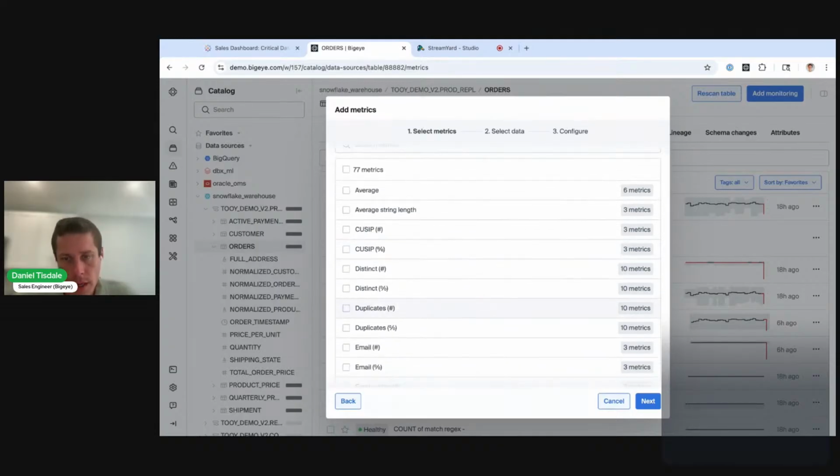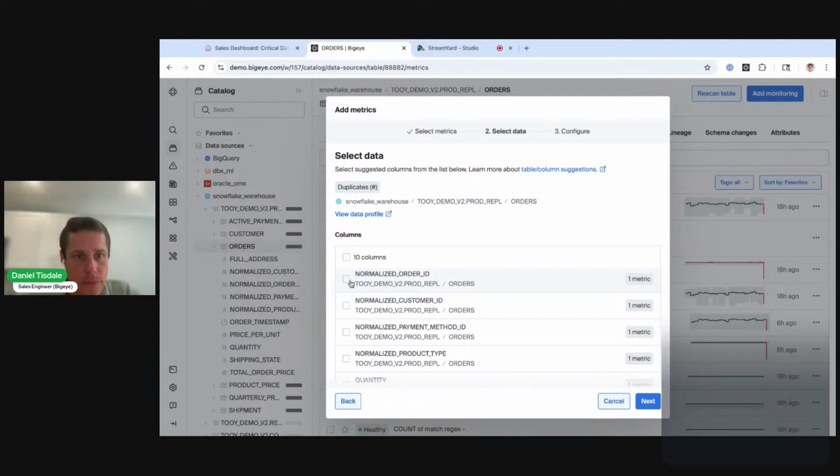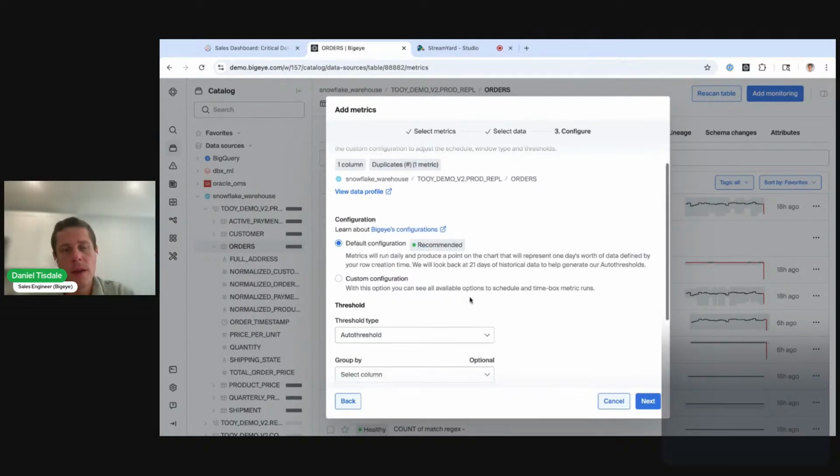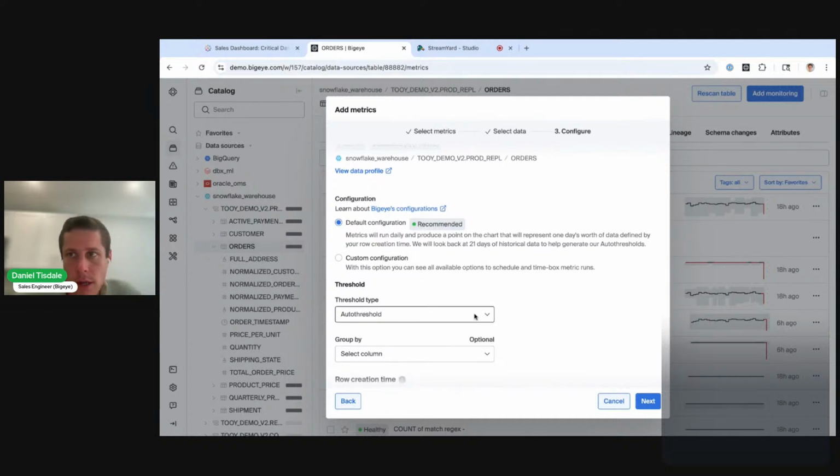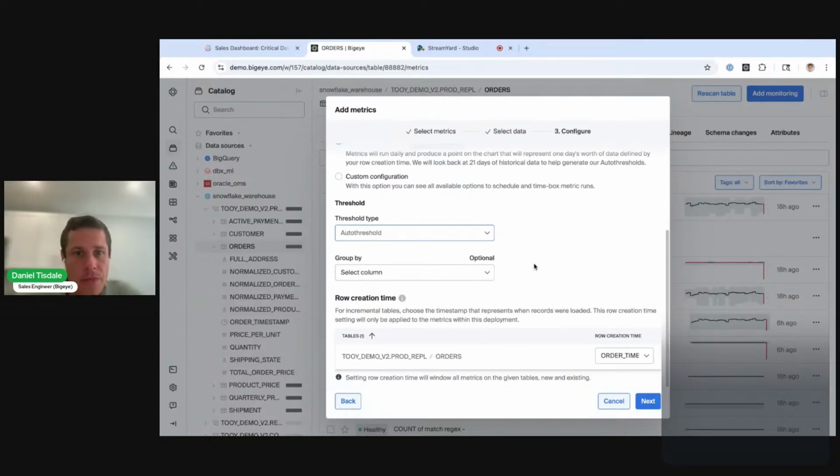So I can go drill into all of our metrics here. This is going to pull up the 70 or so out of the box metrics that we have available for you to choose from, as well as custom metrics. Let's say we want to do a duplicate check on our order ID column. We want to make sure we have no duplicate order IDs. Select that column. And then this allows me to configure the threshold type. So most customers love the auto thresholds. That's leveraging the machine learning anomaly detection.